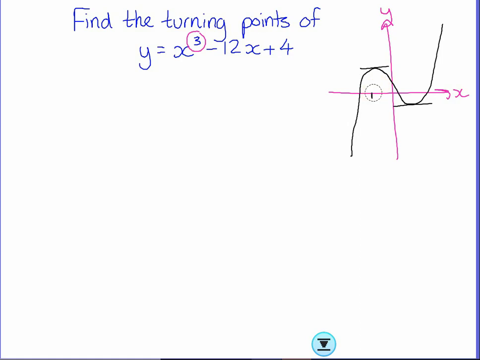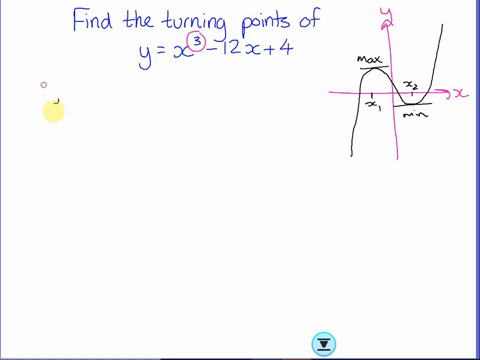So we should get out 2 x values, x1, x2, and the first one, the lower down the x-axis, is going to be my max, and the furthest up is going to be my minimum. And that's how we're going to identify the nature of the turning points. Like I said earlier, there is a better way, but we're not there yet. So to find a turning point, we have to find where the gradient is 0, because that is where the graph turns.